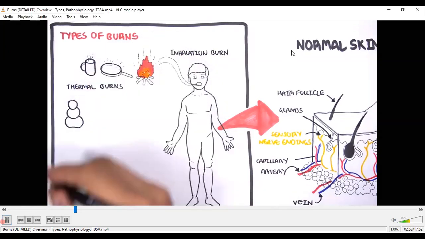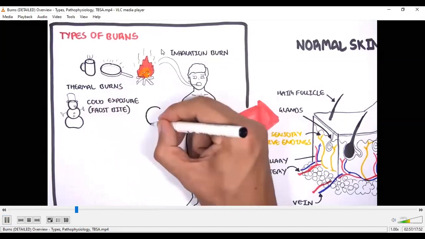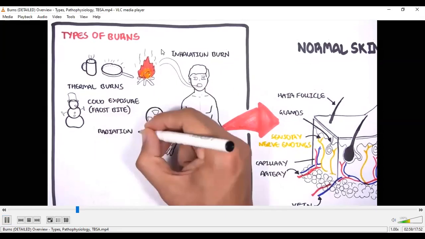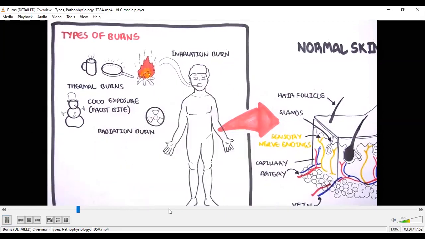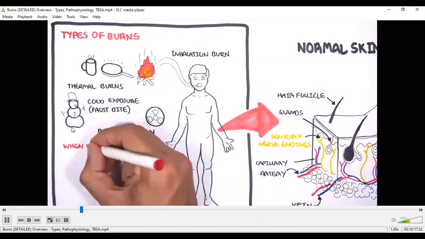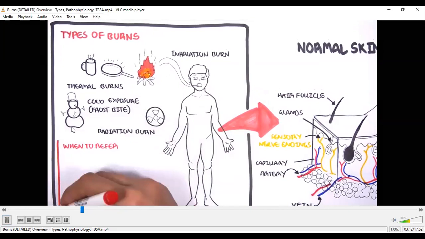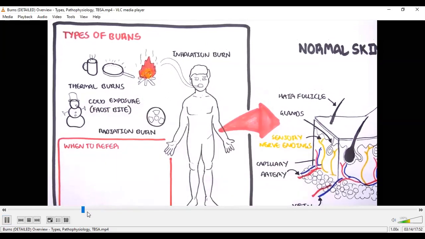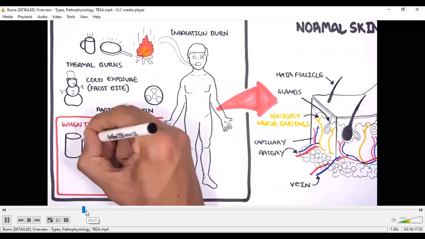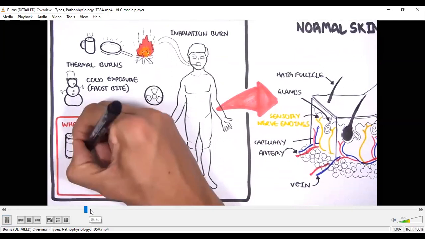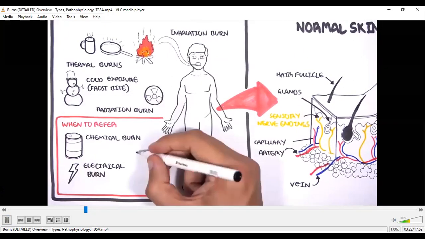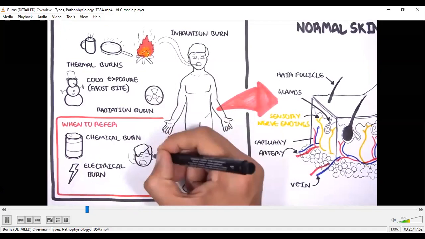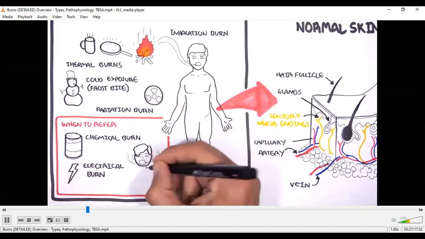Particles of smoke. Cold exposure, like frostbite, is also a burn. Radiation burns include UV radiation from the sun. Usually, people go to hospital for any of the burns mentioned above. However, some burns require transfer and referral to a special burns unit because of the complications that may come with them. These include chemical burns, electrical burns, and inhalation burns.